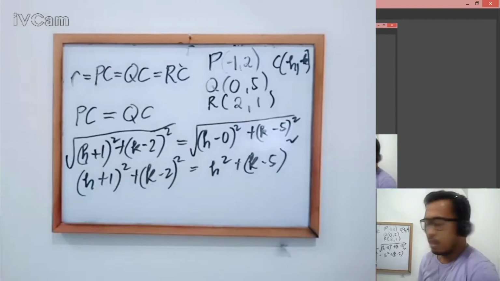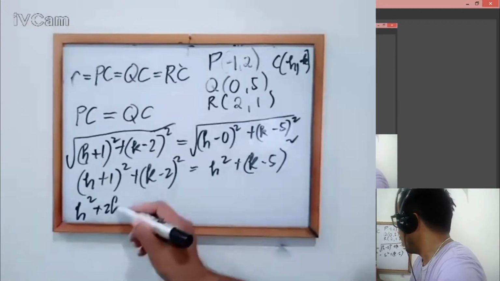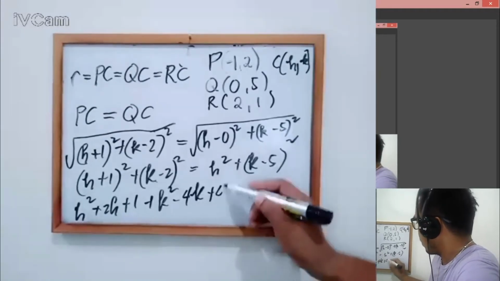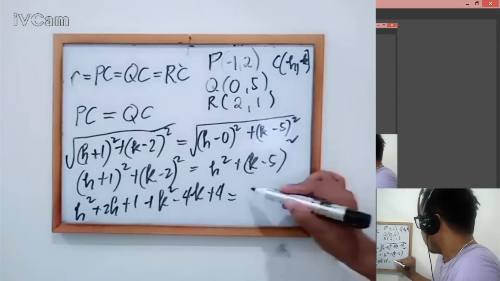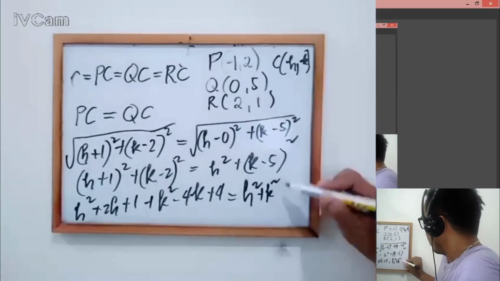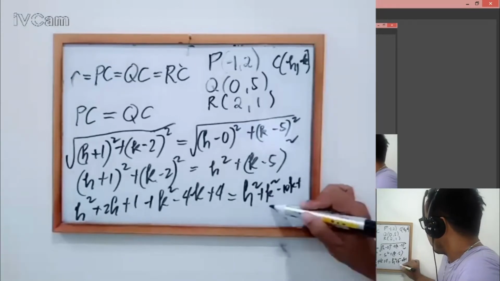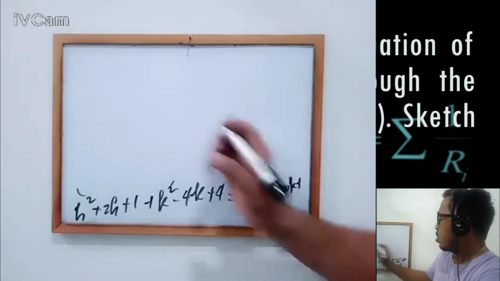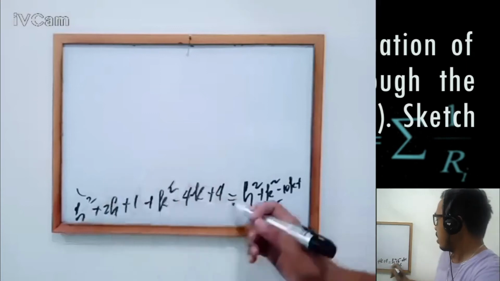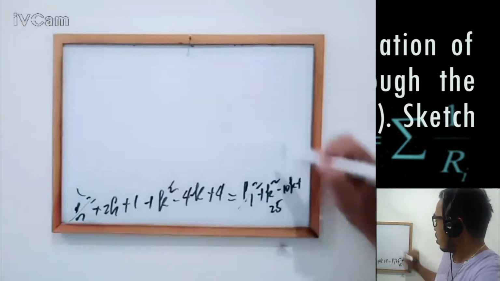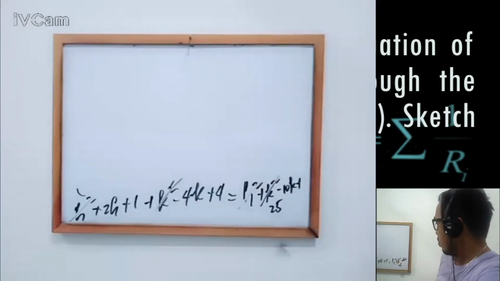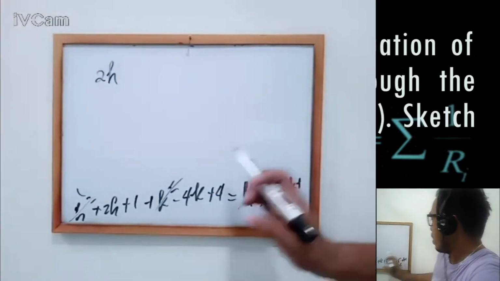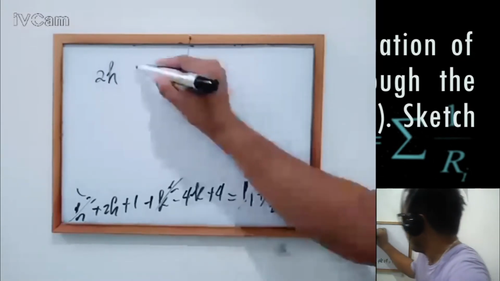We can simplify it. Then you will have h squared plus 2h plus 1, and if you simplify it, k squared minus 4k plus 4, while on the other side, you will have h squared plus k squared minus 10k plus 25. Okay? To continue, we will simplify it further. If you transfer h squared to the other side, it will be negative, so it will be cancelled out. If you transfer k squared, it will also be negative k squared, so it will also be cancelled out. For h, you will have 2h, while for k, it will be positive 10k minus 4k, so that will be plus 6k.